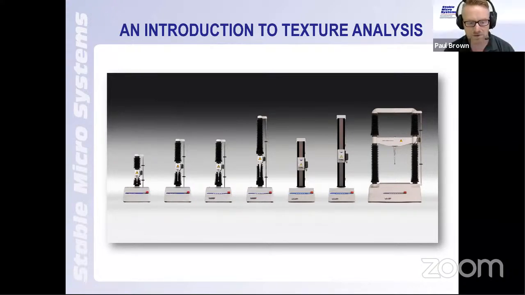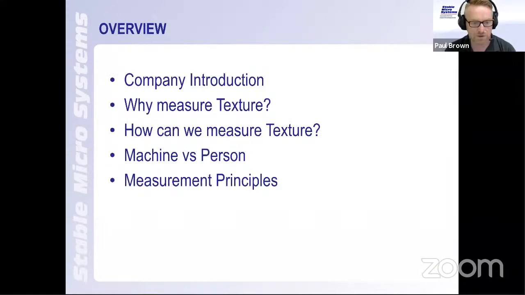So first of all, Stable Microsystems have 7 instruments, which all of the principles that we talk about today are available throughout the range of the instruments, and we can discuss the various models that are available a little bit later. This is just the first slide. So we're going to very quickly overview the company introduction, why texture analysis, how we can measure texture, a machine versus person, and then we'll look at the 7 principles that we work through with the texture analyzer.